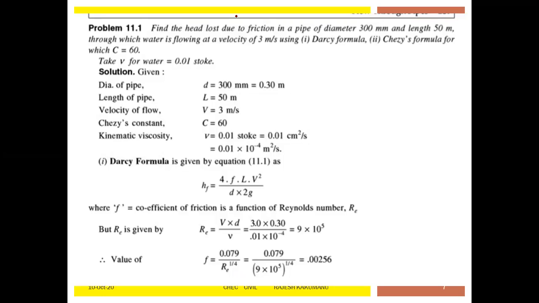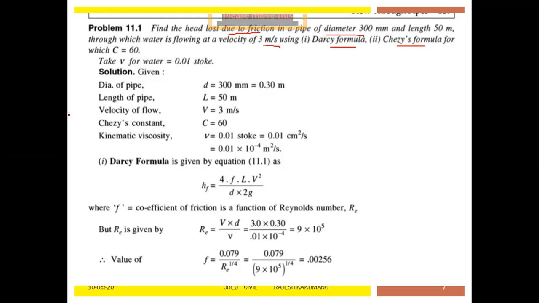Find the head lost due to the friction in the pipe of diameter 300 mm and length 50 meters, through which water is flowing at a velocity of 3 meters per second. Now find the head loss by using the Darcy formula and Chezy's formula. Take C = 60 and the kinematic viscosity v = 0.01 stokes.